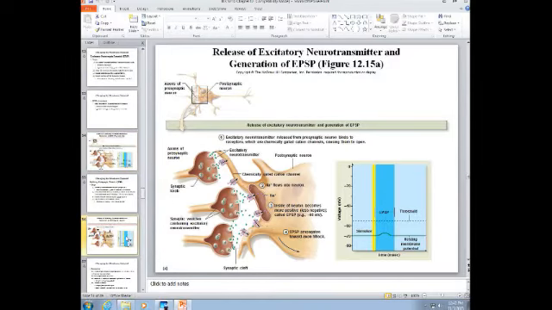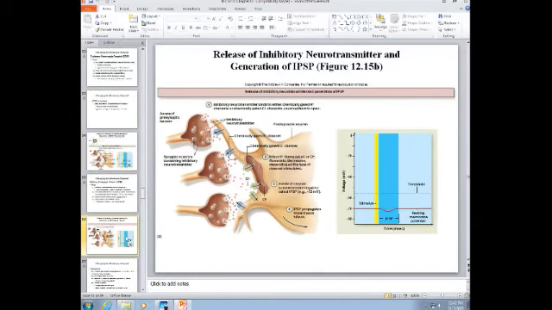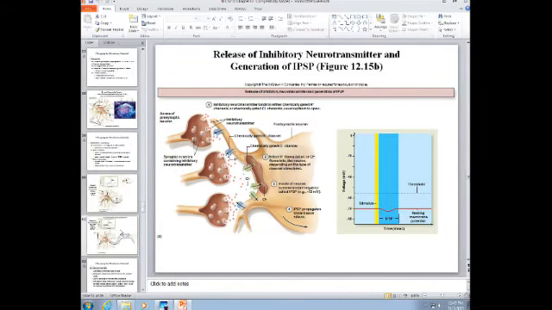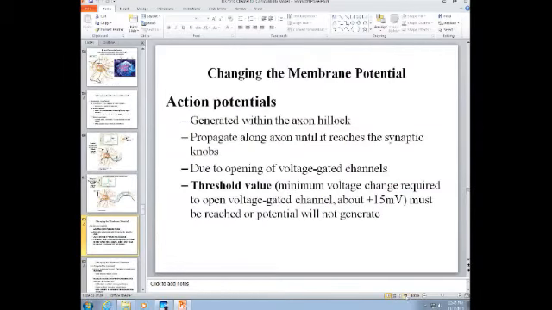And then in the other one here, we hyperpolarized. We became even more negative, didn't we? So again, we're even farther away from -55 when we hyperpolarize. All right, so let's jump to that slide right there and get started on action potential.